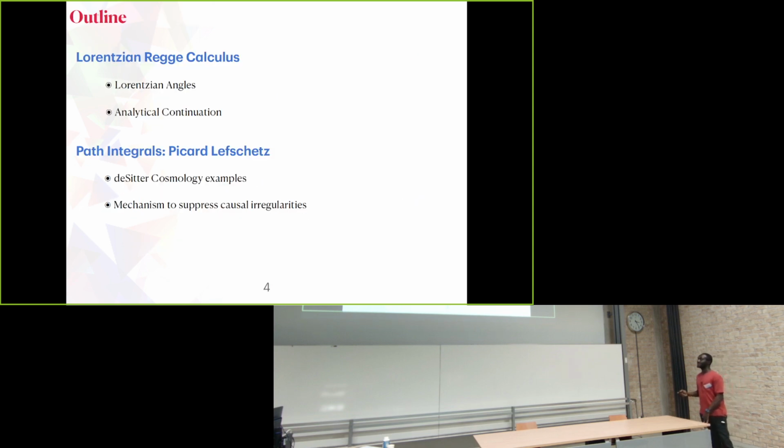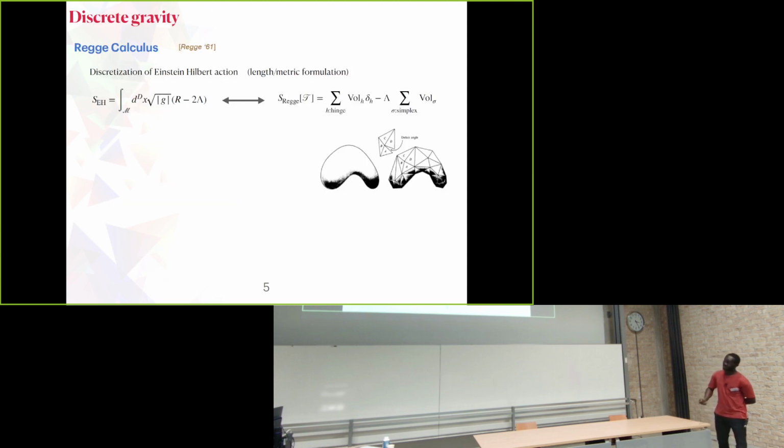So I will start with a brief introduction of Lorentzian Regge calculus. I'm going to do this with discrete gravity. And then I'll do the path integral in the second part of the talk. Okay, so let's just go with the first one.